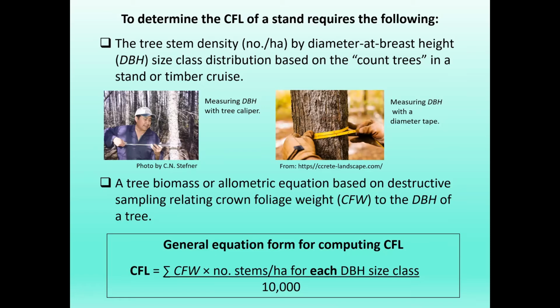As shown here, the general equation for computing canopy fuel load is the summation of the crown foliage weight times the number of stems per hectare for each DBH size class divided by 10,000. The total foliage weight is divided by 10,000 in order to convert kilograms per hectare to kilograms per square meter. Note that Van Wagner assumed in his work on crown fire modeling that only needle foliage was consumed in a crown fire.